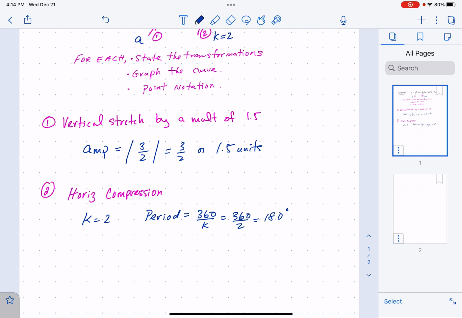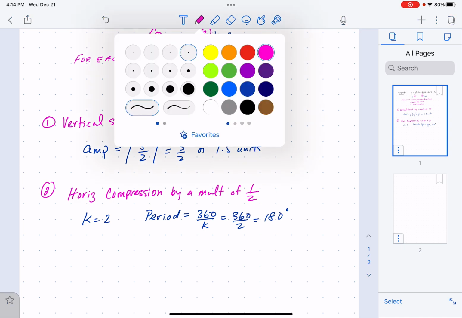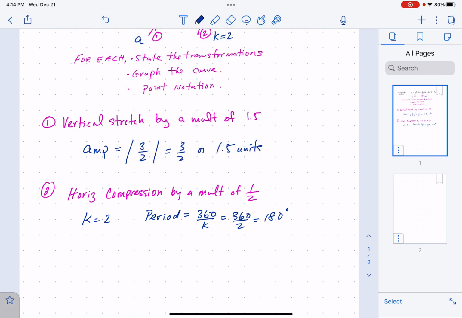So I've got a period that used to be 360, it's now 180, which was a horizontal compression by a multiple of 1/2. That's what we multiplied the period by, 1/2. Or you could say a horizontal compression by a factor of 2. They both work, and we've had this conversation before. So the critical interval, however, that's going to be when everything interesting happens. That's going to be the period divided by 4. So that's going to be 180 divided by 4. So that's going to be 45 degrees.